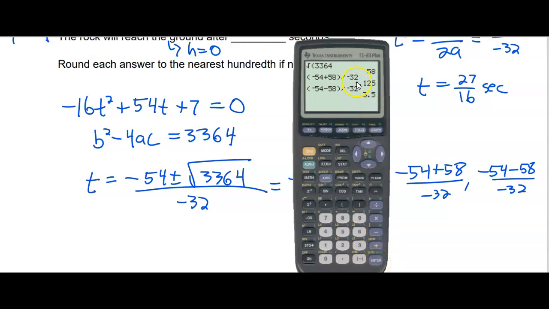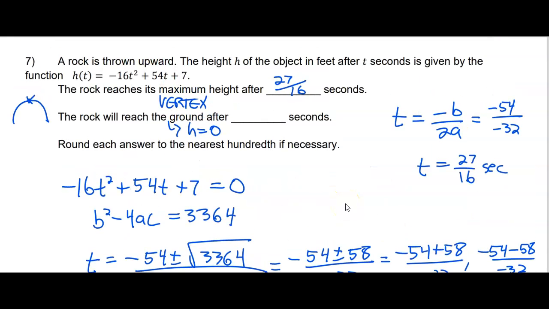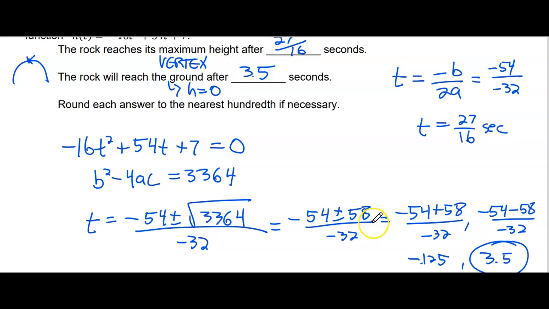And let's discuss: the negative time will be before this rock is thrown, so that doesn't make sense. The positive time will be after we throw the rock and when it hits the ground. So that's the right one, 3.5. So we have negative 0.125 and 3.5. But this is the one that makes sense as to after we throw the rock: 3.5 seconds. Okay.